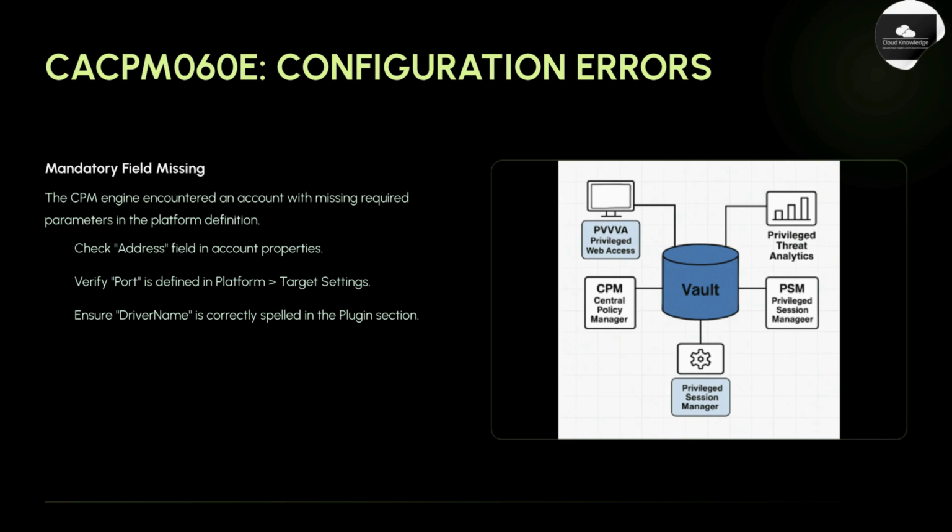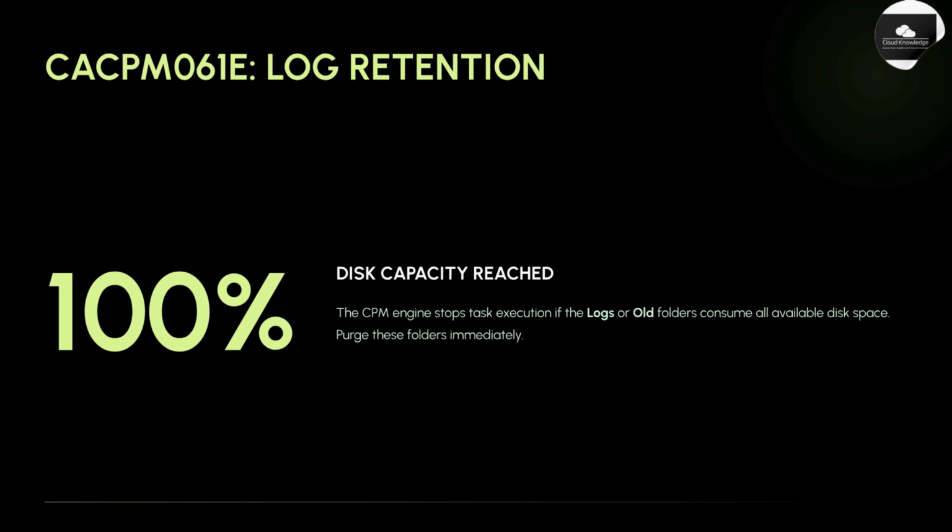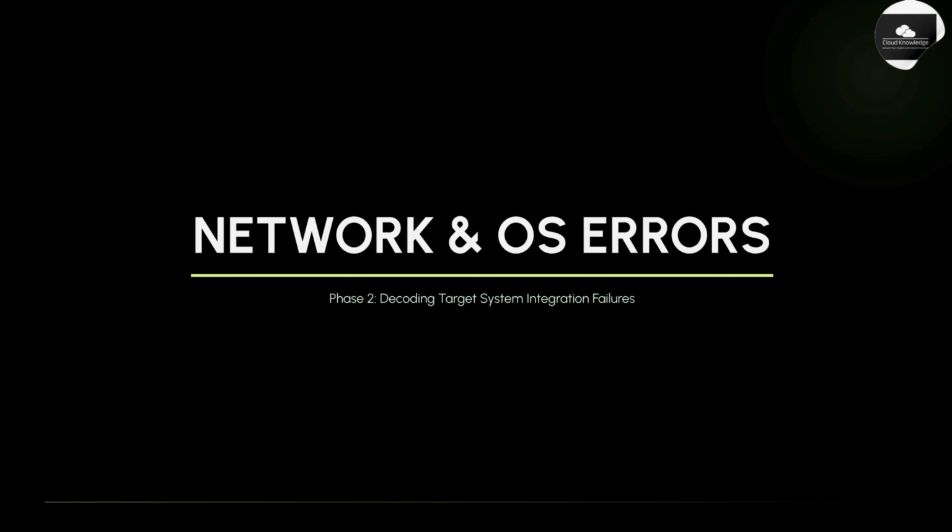CACPM 060E signifies configuration errors, typically due to missing mandatory fields. Check the address field in account properties, port in platform settings, and the spelling of driver name in the plugin section. CACPM 061E, related to log retention, means disk capacity has been reached. The CPM engine stops task execution if the logs or old folders consume all disk space. Purge these folders immediately.